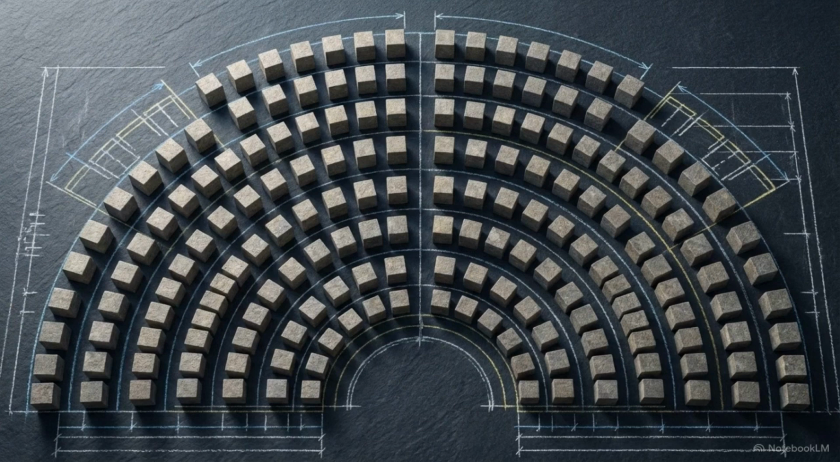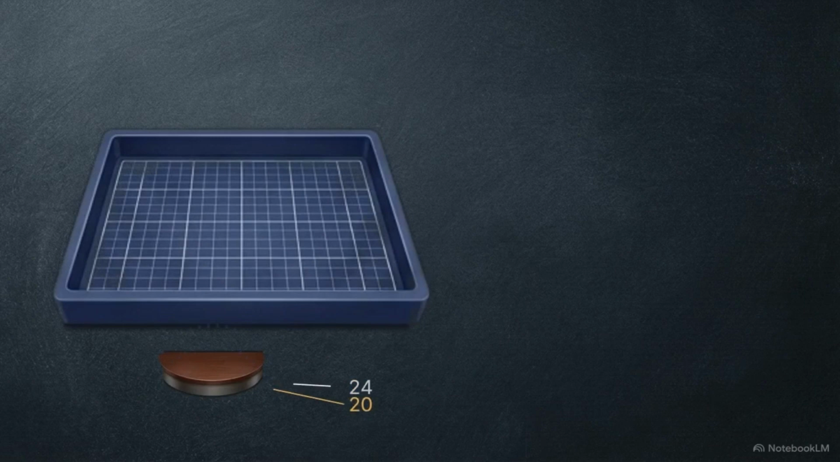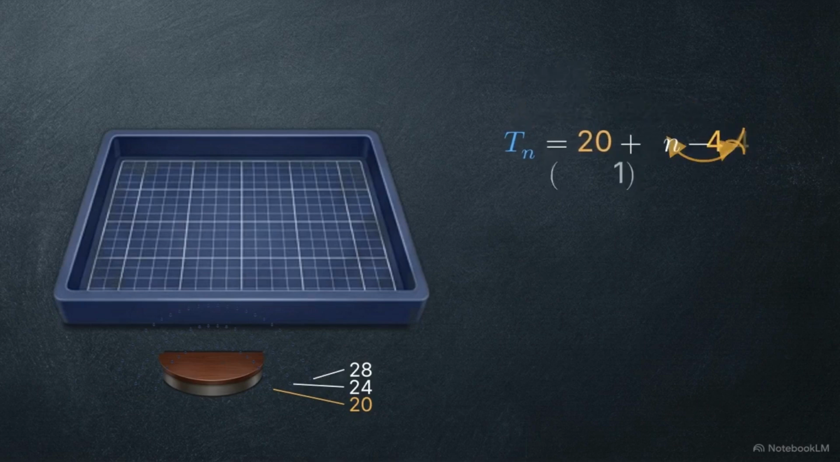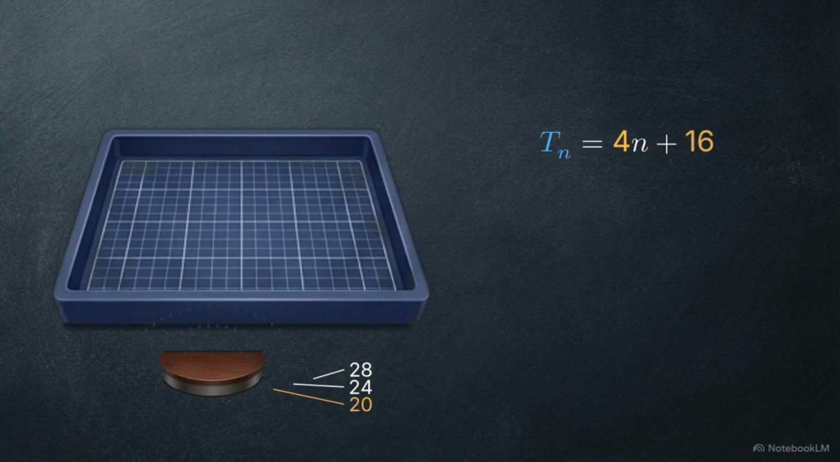This diagram shows a top-down view of theater seating. The physical expansion follows a strict pattern. Row 1 has 20 seats, row 2 has 24, and row 3 has 28. We map these physical dimensions directly to our arithmetic formula. Our starting term, A, is 20. Our common difference, d, is 4 seats per row. So our formula becomes Tn equals 20 plus n minus 1 times 4, which simplifies down to 4n plus 16.